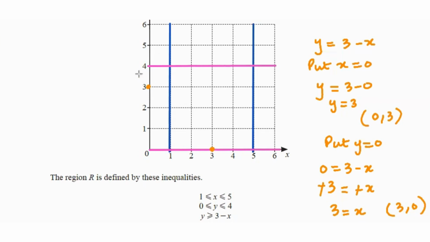Now let's connect the points. As you can see, our region that is defined by all these three inequalities is basically this. So this is our answer.